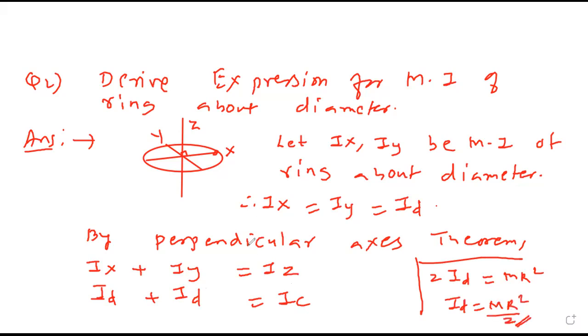Solve. Moment of inertia of ring about diameter is mr square by 2, or you can remember IC by 2.